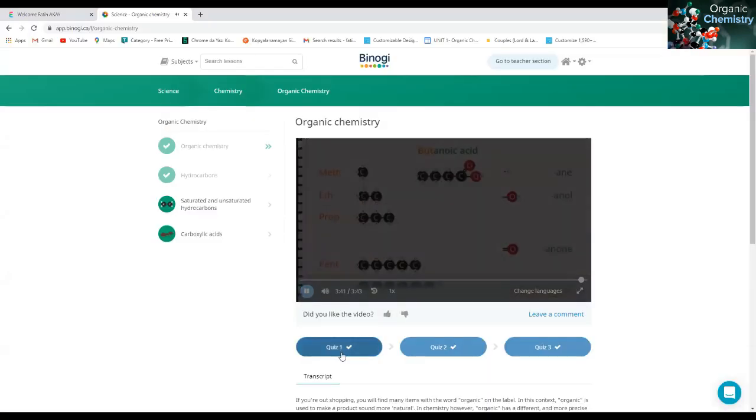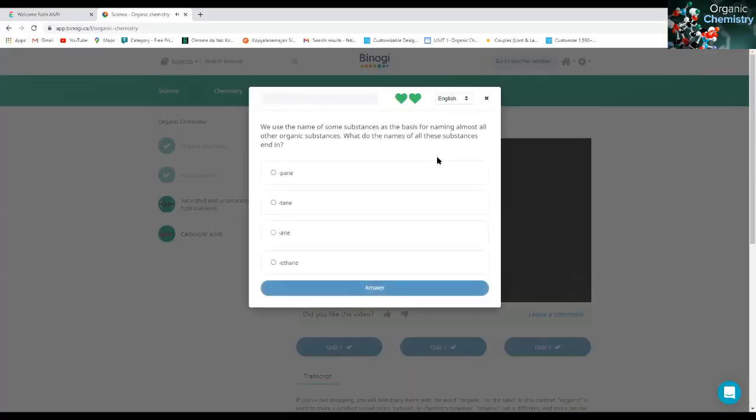Let's do some exercises. The names of some substances are used as the basis for the names of all other organic substances. What do the names of all these substances end in? Alkanes, and ane.